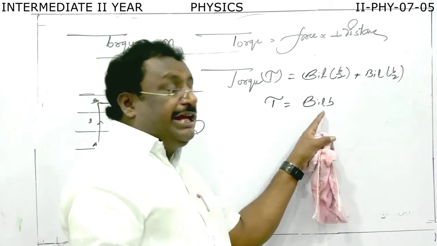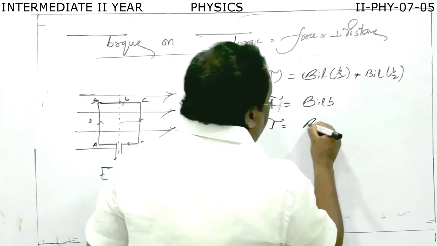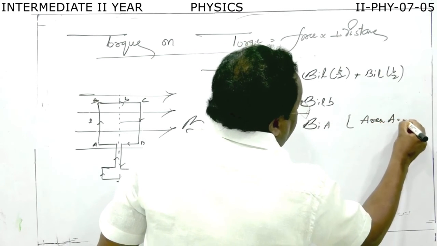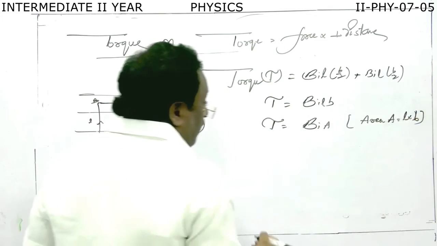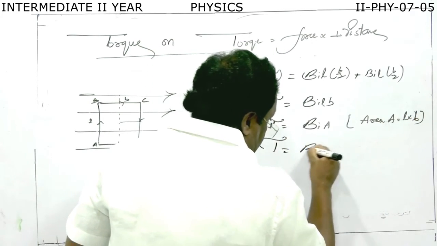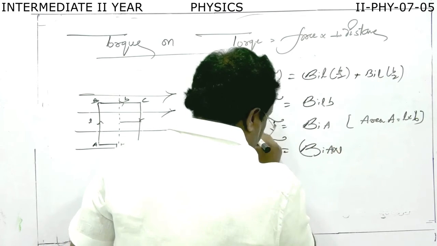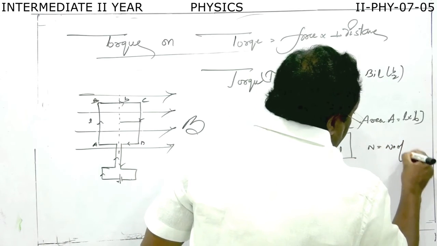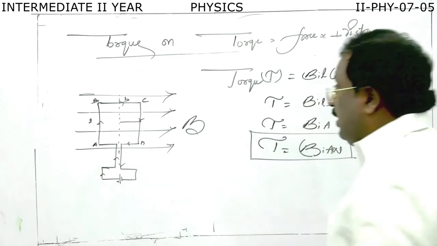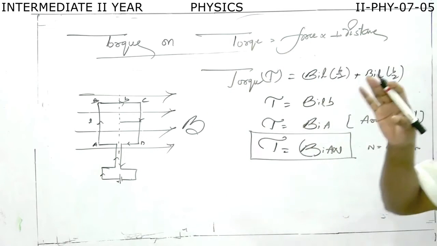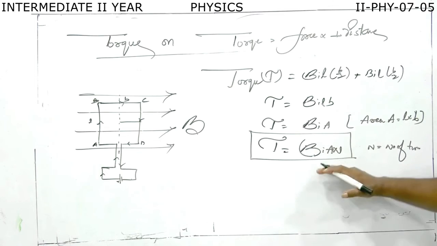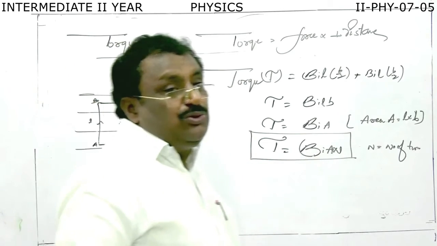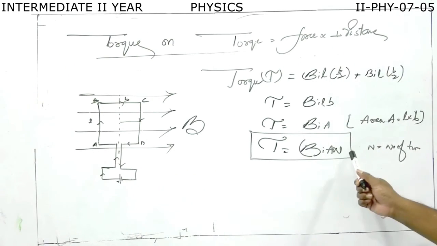Now L into b is equal to the area of the coil. Then we can write BI into A, where A is equal to the area of the coil, L into b. If we take the number of turns, N, then torque is BIAN, where N is equal to the number of turns in the coil. If the plane of the coil is parallel to the magnetic field, this is the maximum torque. Torque is equal to BIAN. I is the current in the coil, A is the area of the coil, N is the number of turns in the coil.